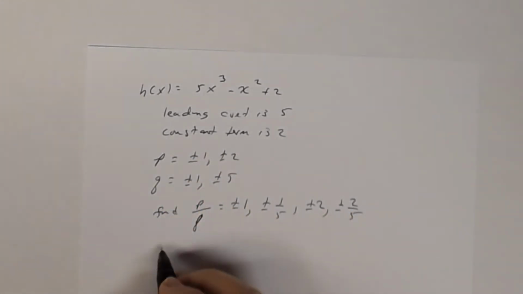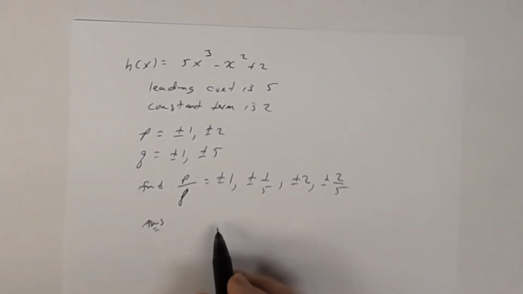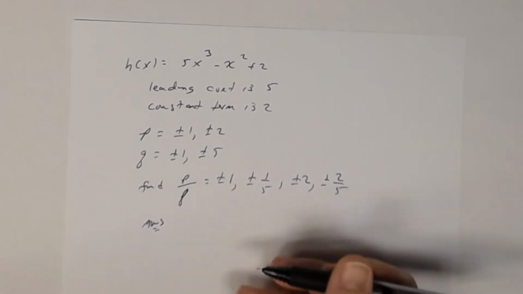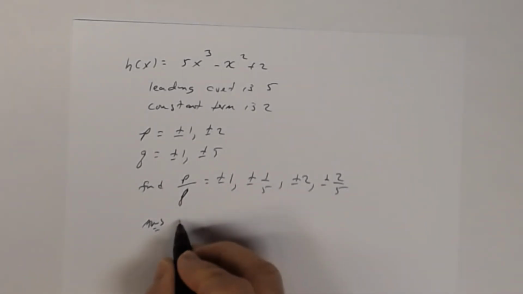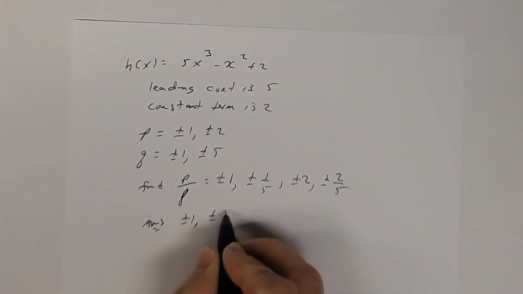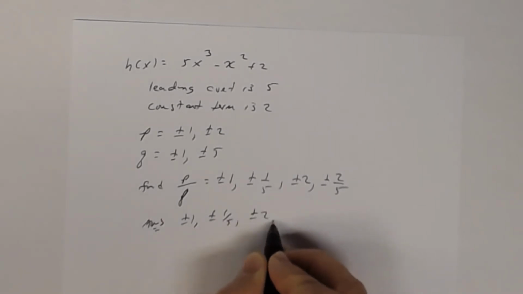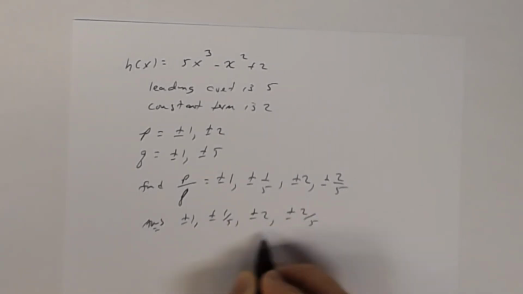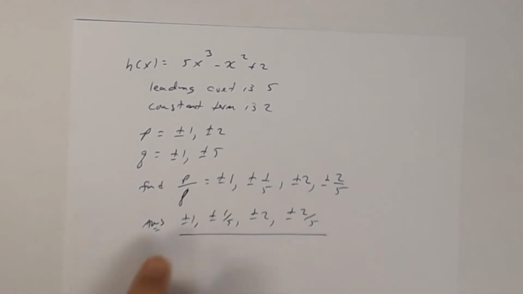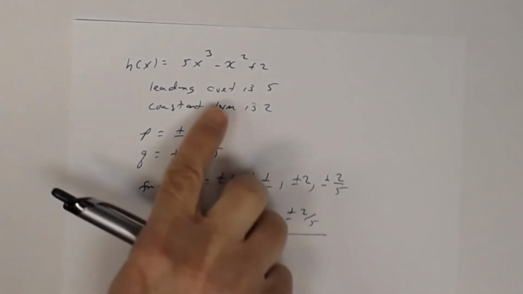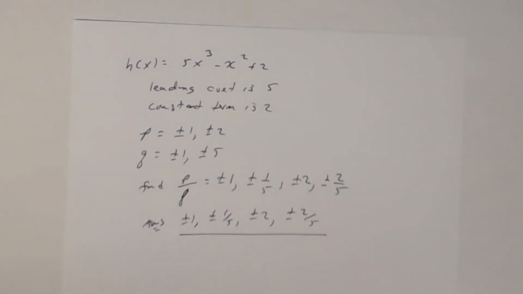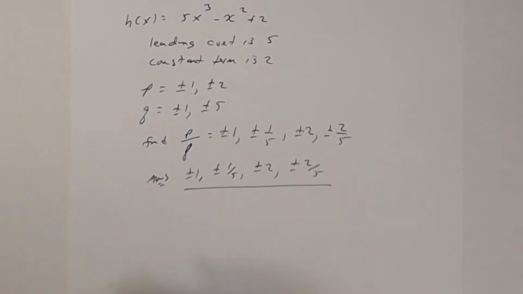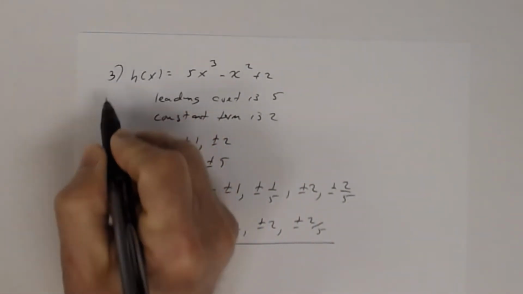All right, so your answer doesn't have to be in numerical order, but you can definitely put it in numerical order. I would just write it the way I see it: plus and minus 1, plus and minus 1/5, plus and minus 2, plus or minus 2/5. Okay? All right, but over here you must say plus or minus in each case because negative 1 could be a rational zero. Negative 2 could be a rational zero. All right? Okay. So that was number 3.